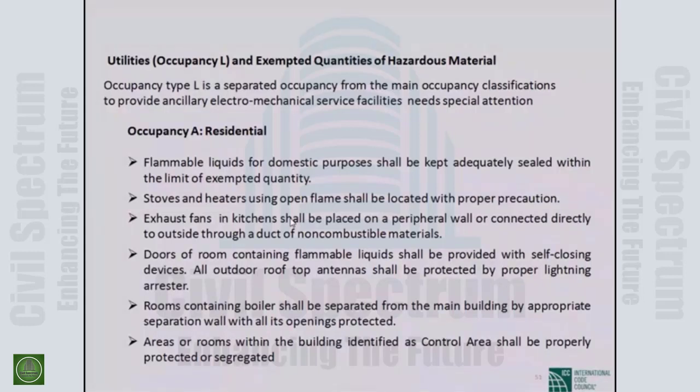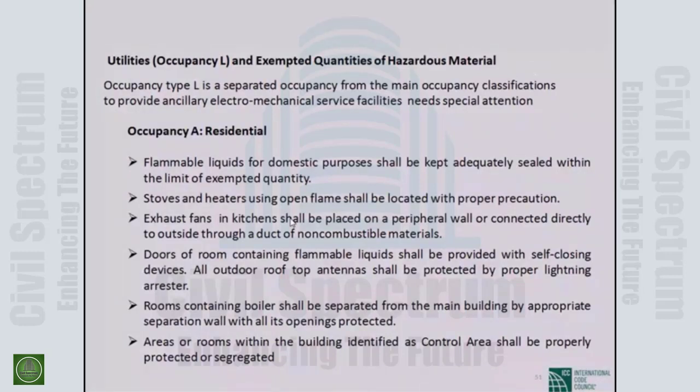In the exempted quantity, you have a table. There are two parameters: one is the amount, and the other is the type of way you are keeping it. You can keep it in an open area, as an open unit, or you can put it in a packet or in a chamber. So depending on these two, there is a different quantity, and you can use its amount, and you have to put it in a particular area in your occupancy.